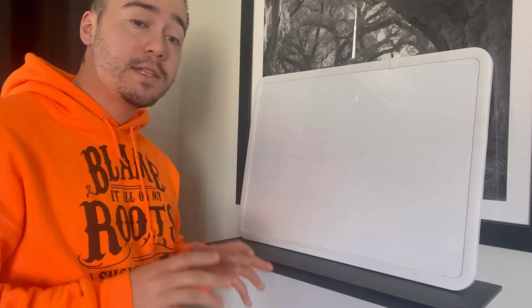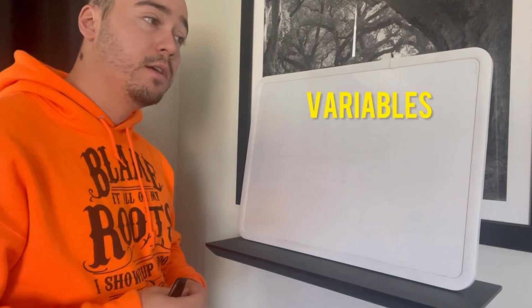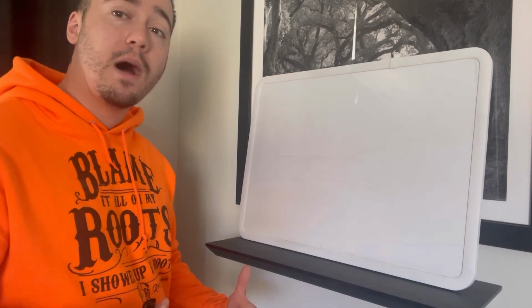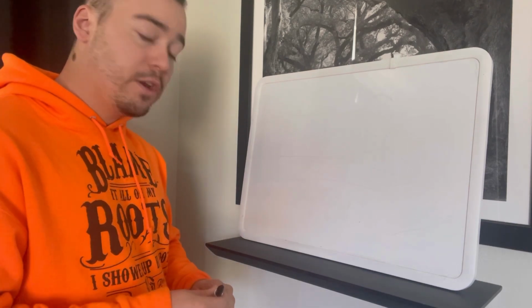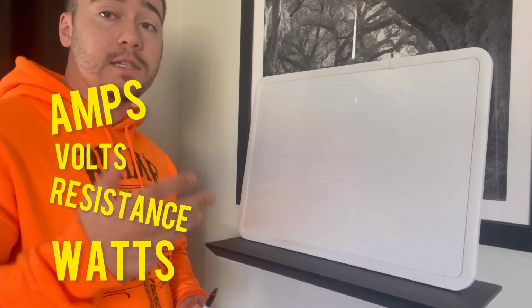Now, unfortunately, in order to fully understand basic electrical theory, you do need to understand a little bit of math. Now, in math, there's something called variables. Variables are essentially placeholders or letters that correspond to certain values. So we use variables to define amps, volts, resistance, watts.